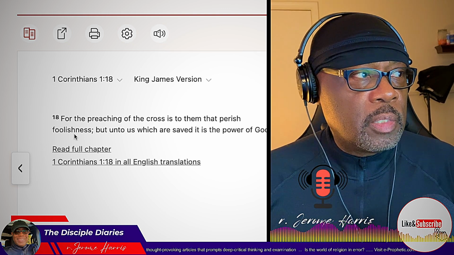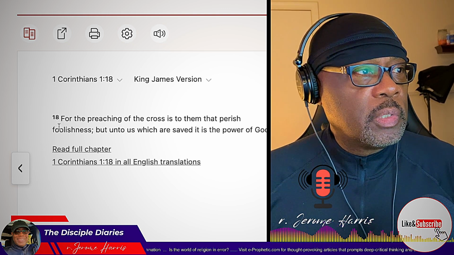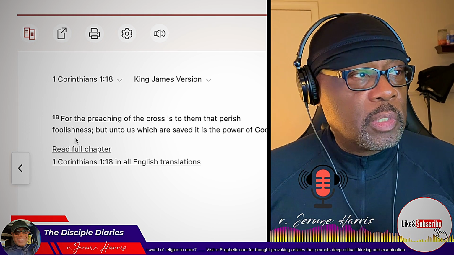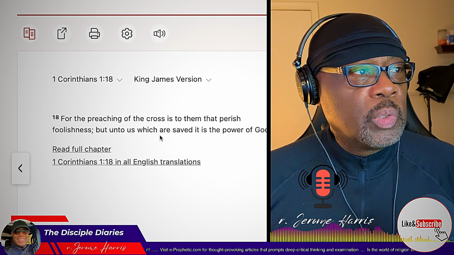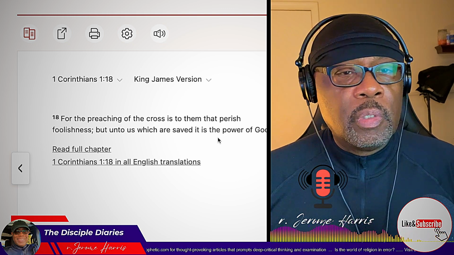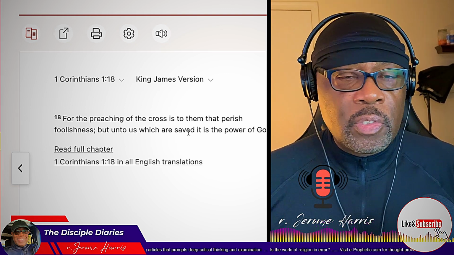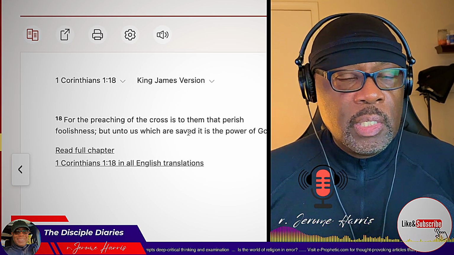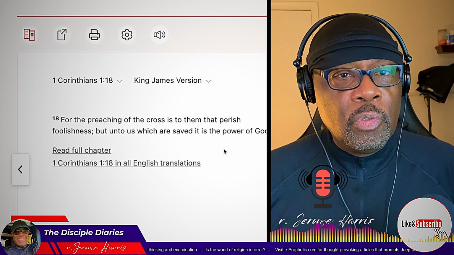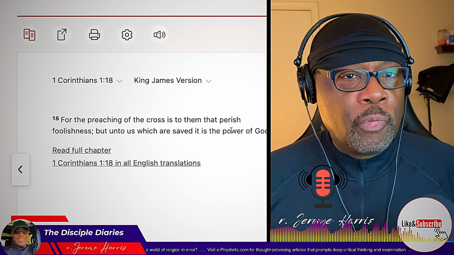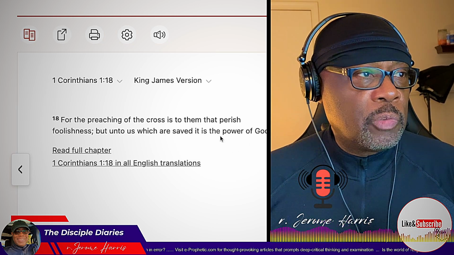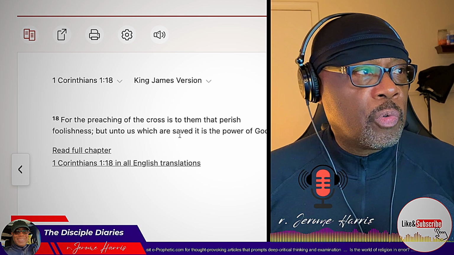The Apostle Paul writes, "For the preaching of the cross is to them that perish foolishness, but unto us which are saved, it is the power of God." So we see the word cross there. And this saved is not saved with regards to eternal life, but being saved to a resurrection. "It is the power of God." That's the key expression right there, okay? But there's the word cross.